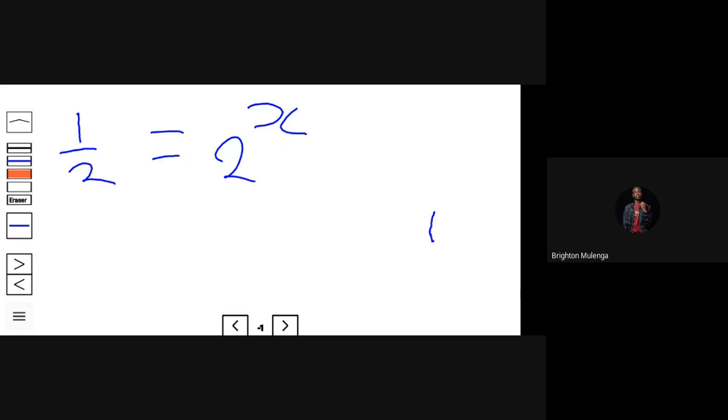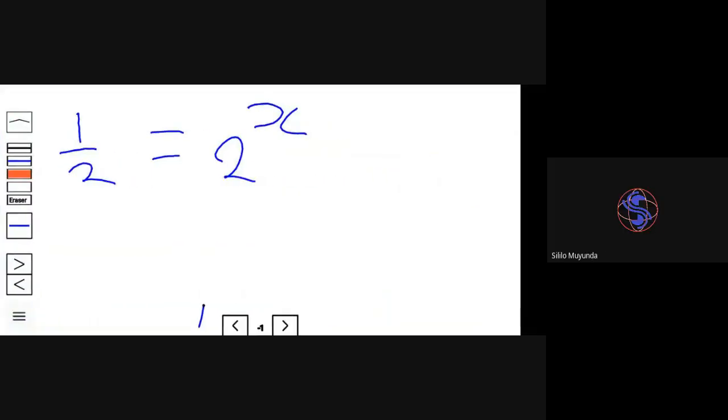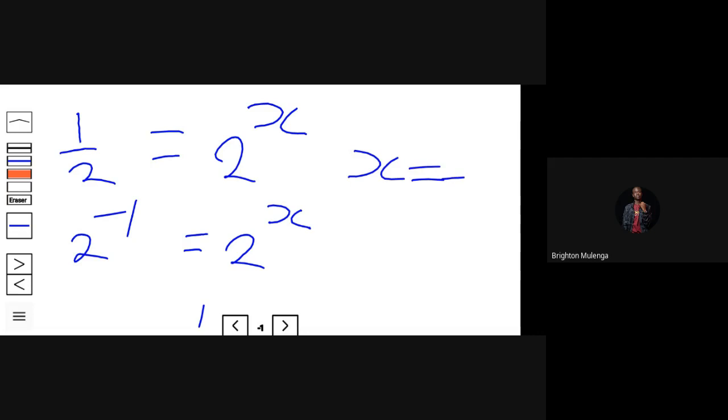So now from there, you express half as 2 to the power negative 1. So our x there will be negative 1.